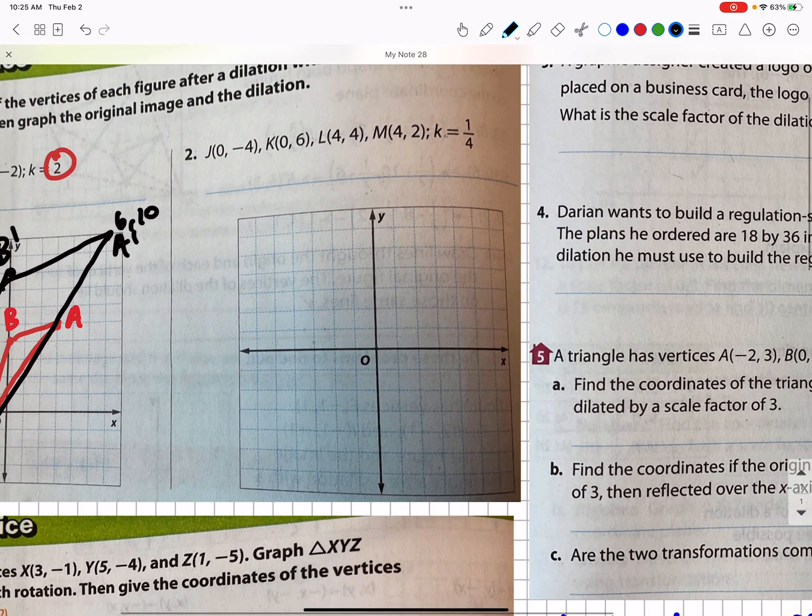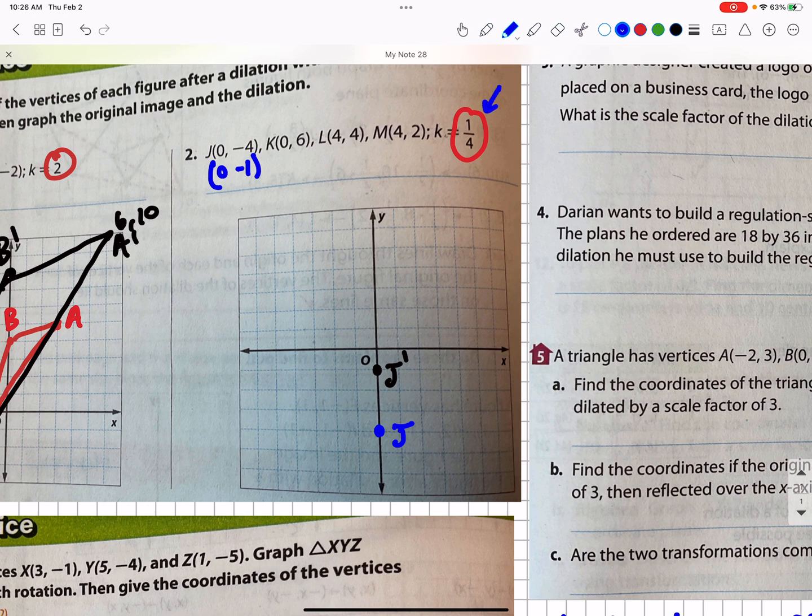All right, over here, we're gonna make everything 1/4 the size. So we're gonna make everything 4 times closer to the middle. We're gonna divide by 4, basically. So 0, -4 would be right here. If I divide both of those coordinates by 4, I'd be at 0, -1. So J was here, J prime was there. I divided them both by 4 because multiplying by 1/4 is the same thing as dividing by 4.